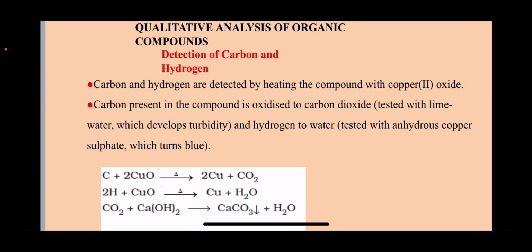Carbon, when it reacts with the copper(II) oxide, gets converted to copper, and carbon dioxide is released. Then hydrogen will get converted to water, and the next reaction is of carbon dioxide. When passed through lime water, it turns milky due to the formation of calcium carbonate.